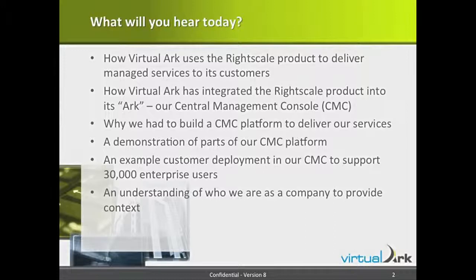We've integrated the RightScale product into what we call our Arc internally, but it's a central management console, and it's a part of a suite of products that we use to deliver the kind of application managed services that we do to our customers. You're going to get a look at our central management console.